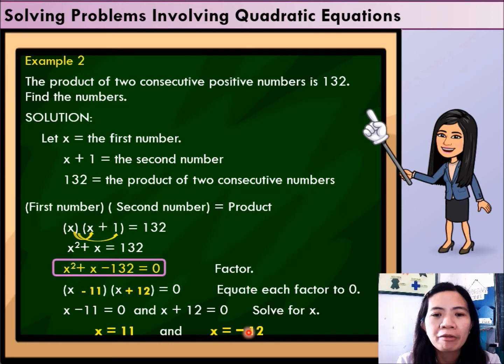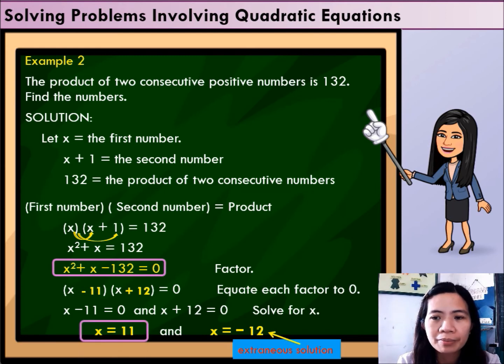However, we are talking here about finding two consecutive positive numbers. So this negative root is not a solution of our problem. We can say that this is an extraneous solution. We will disregard this. So we will use only positive 11 as our solution. It means this is the first number. How about the second number?